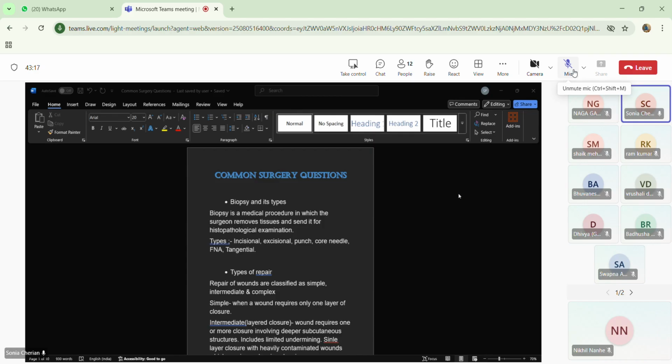TL or anything. So if you want to get into a next position, you always have to explain. You have to take some time, explain it. That's how you can impress the interviewer. So now coming back to the questions: biopsy and its types.